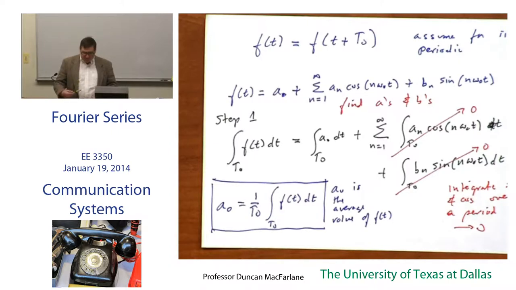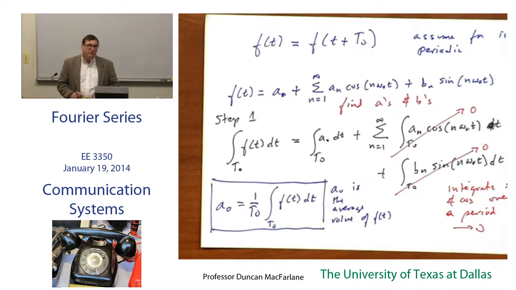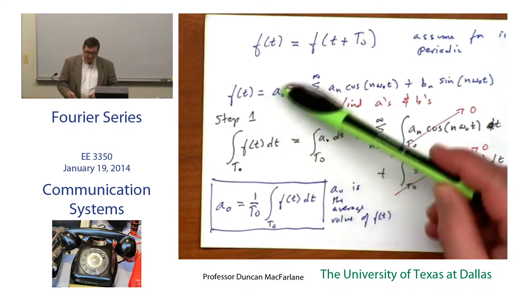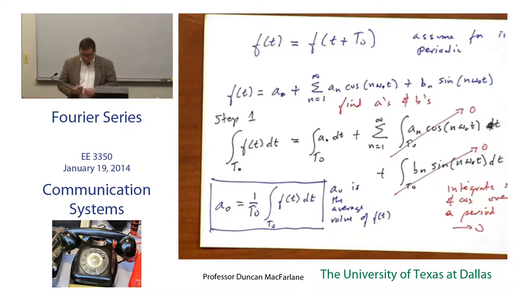And then the physical, or intuitive, interpretation of that is, if I have a function f of t, and I add up all of its terms, and then I divide over the length of time that I add up those terms, that's an average. That's the average of that function. So a naught is the average value of f of t. Oh, and by the way, we noticed that was also the DC term.